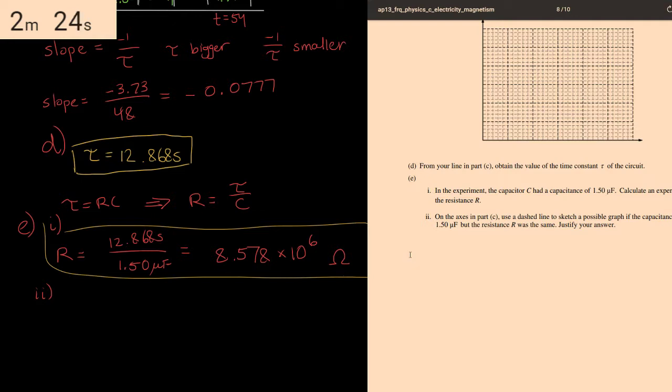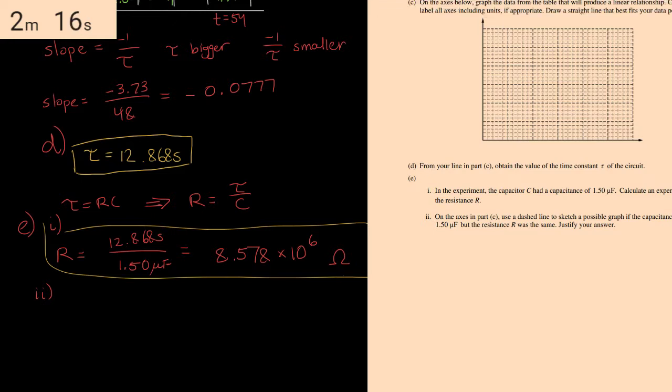In the experiment, the capacitor C had a capacitance of so many microfarads. Calculate an experimental value for the resistance R. Tau equals RC. We divide by C, we get R equals tau over C. I guess we're just dividing by a really small capacitance. Let's see how this shapes up if we fiddle around with the formula. So if the time constant was longer, that would mean that somehow the resistance is larger. That doesn't make much sense. I would expect it to be that if the resistance was larger, it would take less time for the circuit to run itself out, the capacitor's energy.